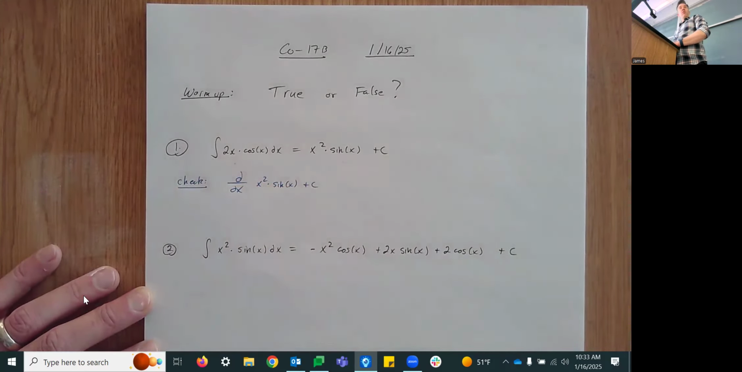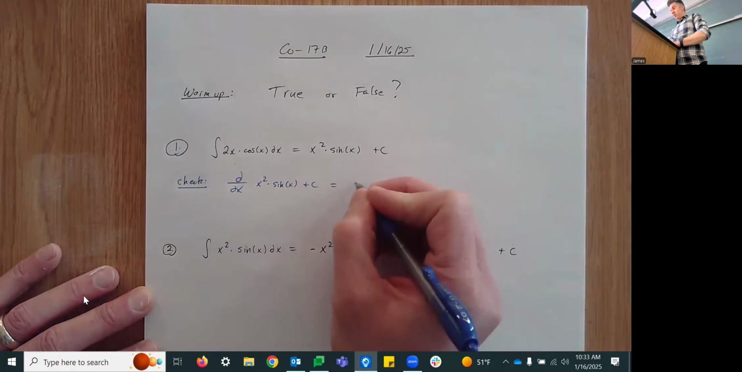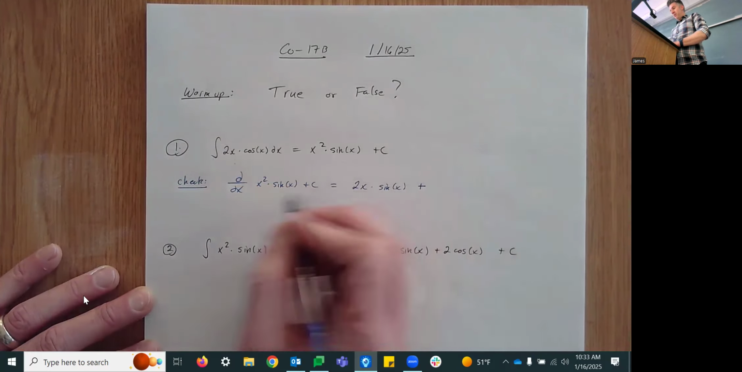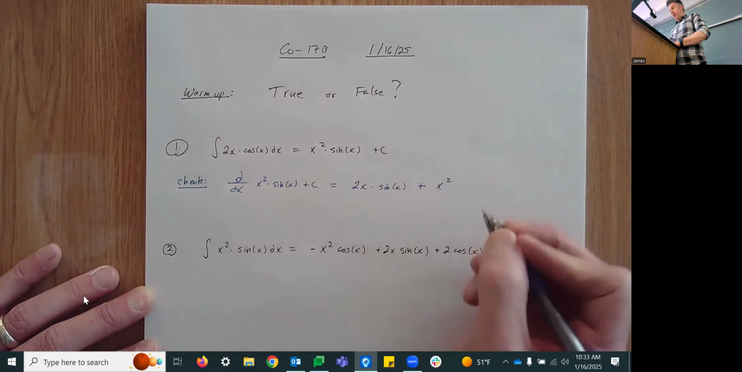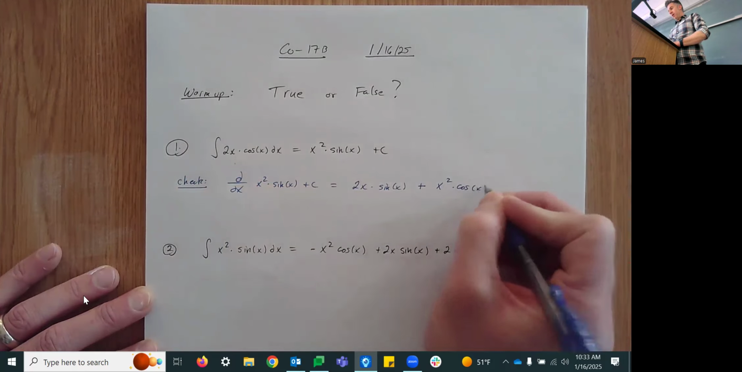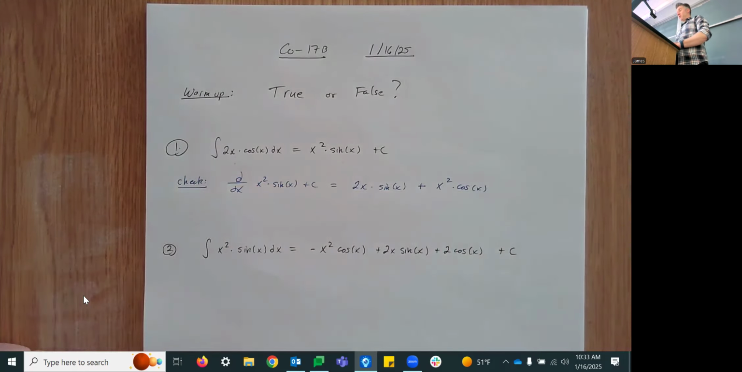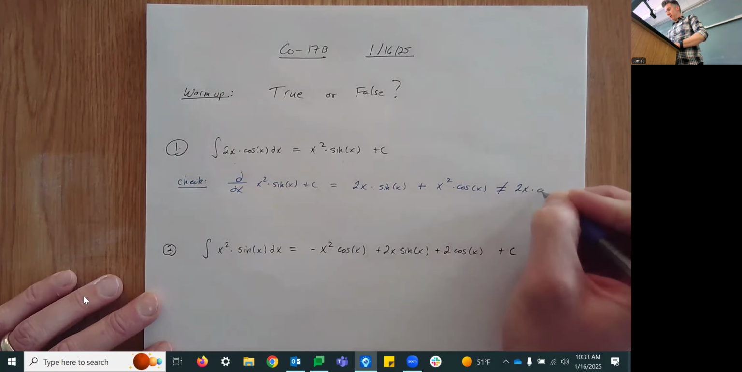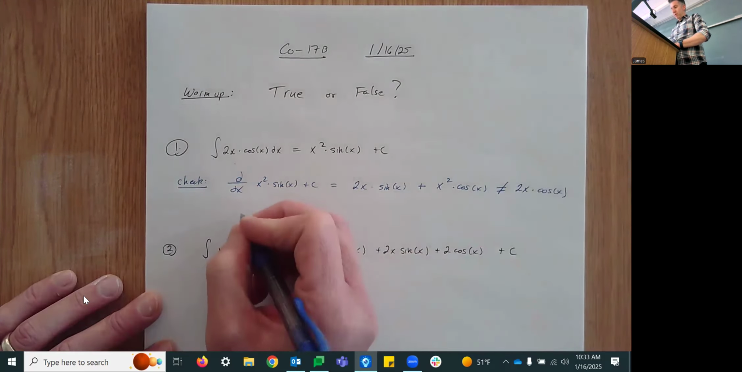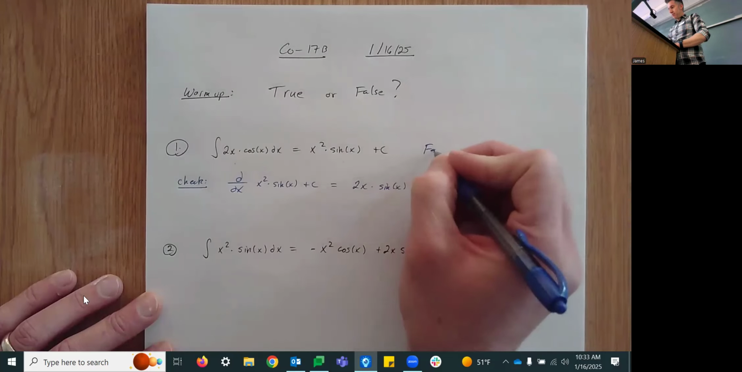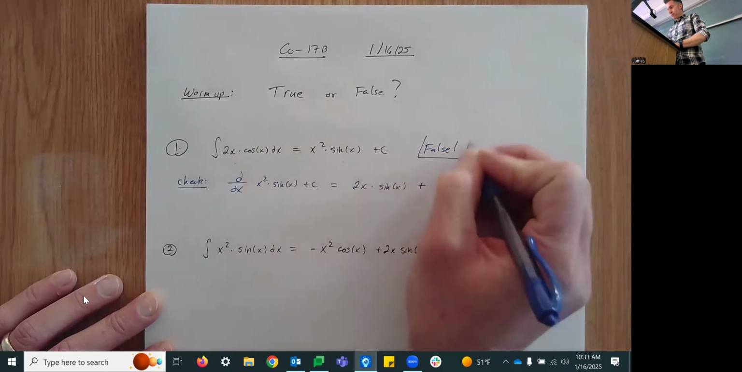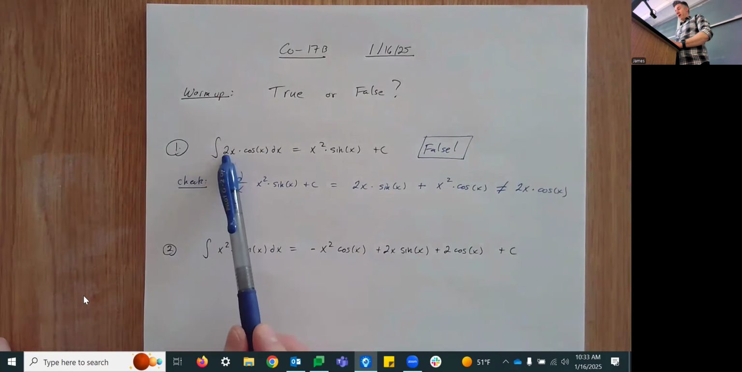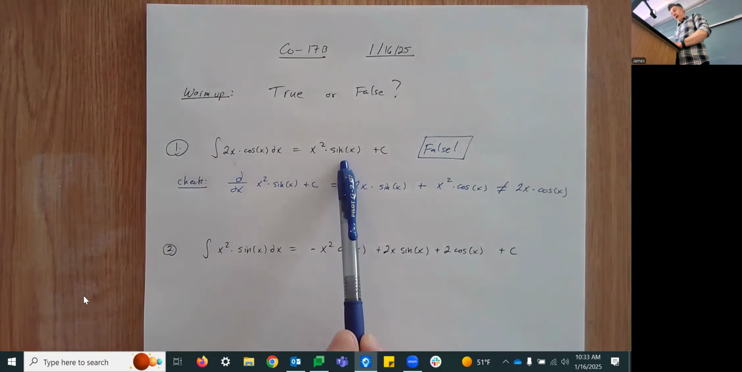So I have to use the product rule. So it's going to be 2x multiplied by sine of x plus x squared times the derivative of sine of x, which is cosine of x, plus 0. And I'll point out that it is certainly not equal to 2x times cosine of x. So this first statement is false. The antiderivative of that is not equal to that because the derivative of that is not equal to that.